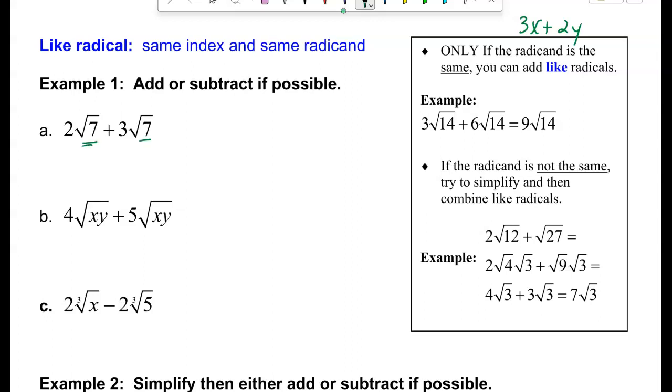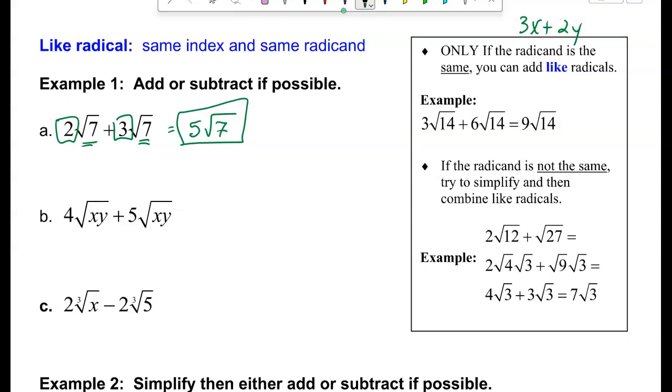Are these already in simplest form? All right, so to add them, you just take the numbers out front. What's 2 and 3? Yeah, so 2 plus 3 is 5. So it's 5 times the square root of 7. You're done. That's it.